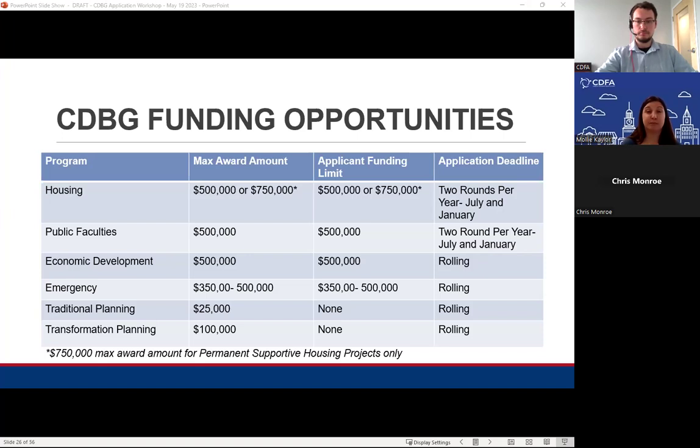Those limits per applicant also are the maximum amount that any one municipal applicant can apply for in a program year.